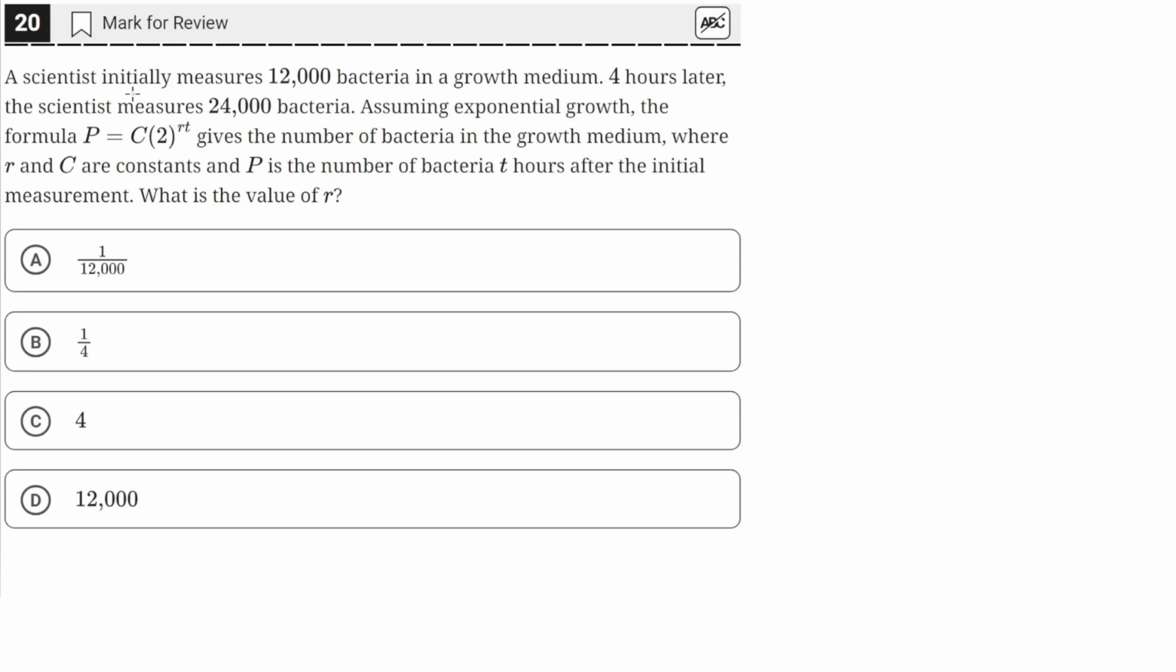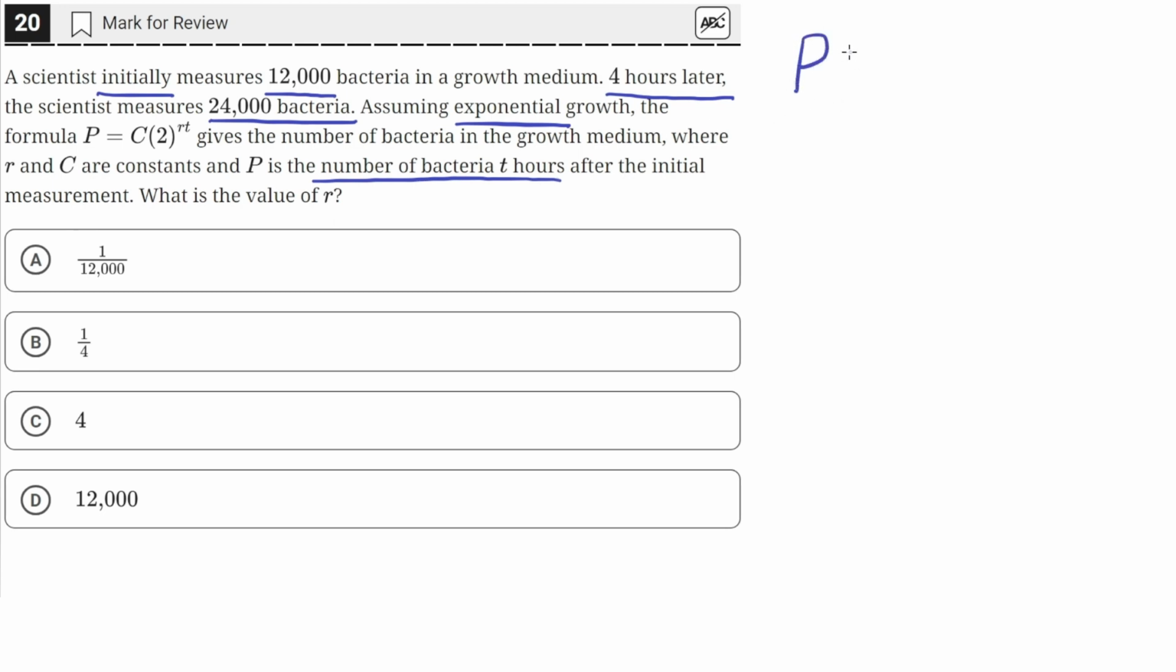A scientist initially measures 12,000 bacteria in a growth medium. 4 hours later, the scientist measures 24,000 bacteria. Assuming exponential growth, the formula P equals C times 2 raised to the RT gives the number of bacteria in the growth medium, where R and C are constants, and P is the number of bacteria T hours after the initial measurement. What is the value of R?